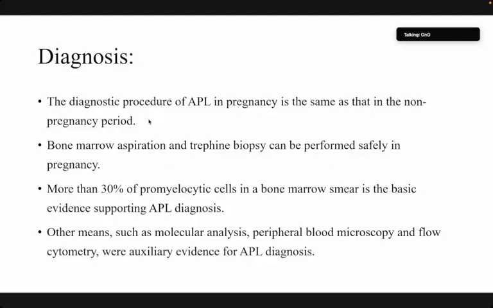So in terms of the diagnosis, the diagnostic procedure of APL in pregnancy is the same as that in the non-pregnancy period. Bone marrow aspiration and trephine biopsy can be performed safely in pregnancy. More than 30% of promyelocytic cells in a bone marrow smear is the basic evidence supporting APL diagnosis. Other means are available, such as molecular analysis, peripheral blood microscopy, and flow cytometry, as auxiliary evidence for APL diagnosis.